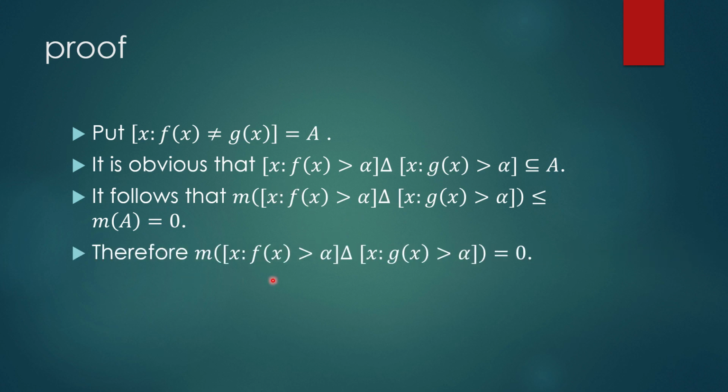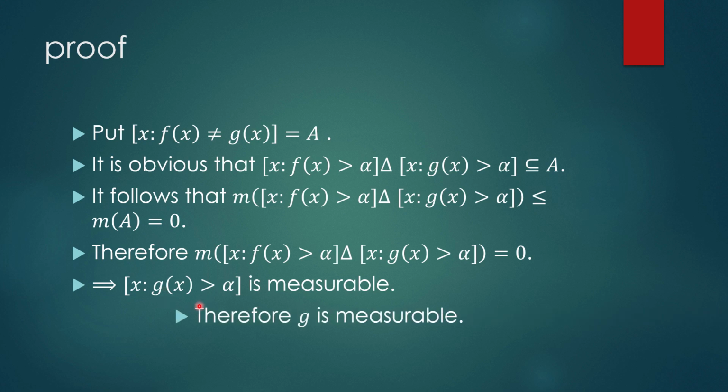Alright, but we have shown that if the measure of the symmetric difference of two sets is equal to 0 and one of the sets is measurable, then the other set is also measurable. Since f is a measurable function, this set is measurable, and the measure of this symmetric difference is equal to 0. Therefore, this set should be measurable for each alpha, and that means g is measurable. That is the method. Alright, so this is measurable for each alpha.